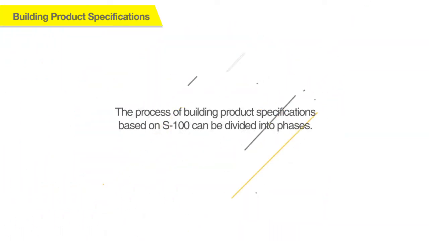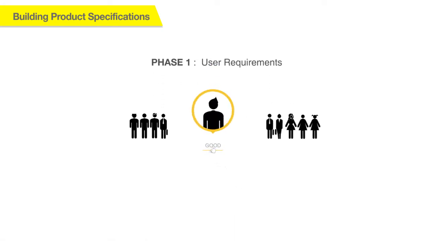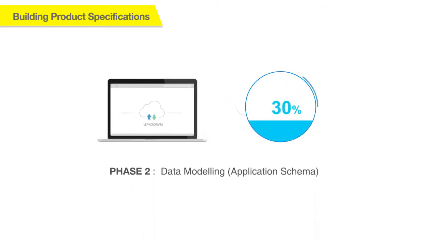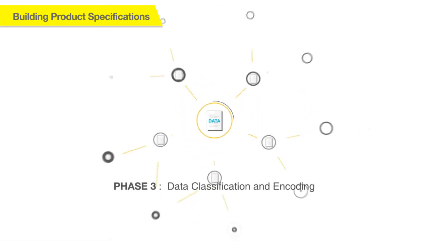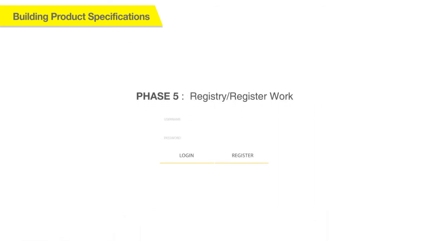The process of building product specifications based on S100 can be divided into phases. Phase 1 is user requirements. The goal of this phase is to analyze requirements of the users who need data or database. Phase 2 is data modeling, and Phase 3 is data classification and encoding. Phase 4 is creation of a product specification document, and Phase 5 is register work. The last phase is verification of product specification.